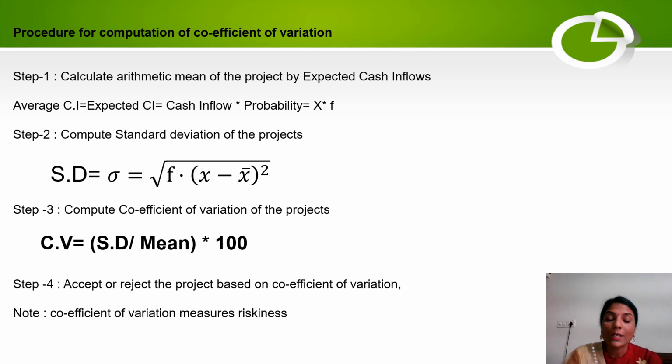And the last step is to accept or reject the project based on these statistical measures. It can be standard deviation, but mostly we will be using the coefficient of variation. The coefficient of variation measures the riskiness. More CV means a more risky project. So if you are not looking for a risky project, the low CV needs to be considered.